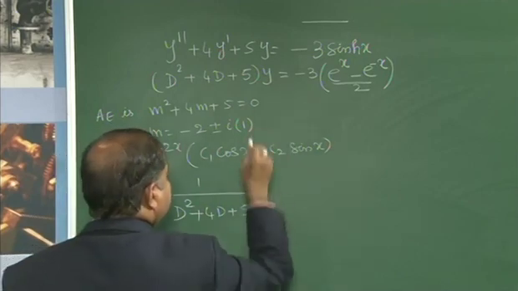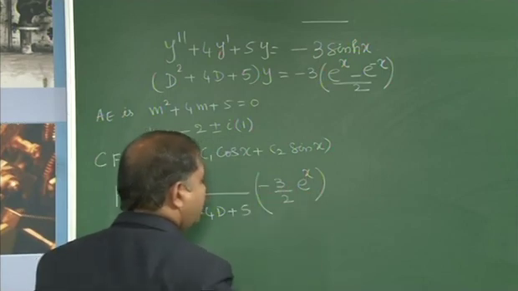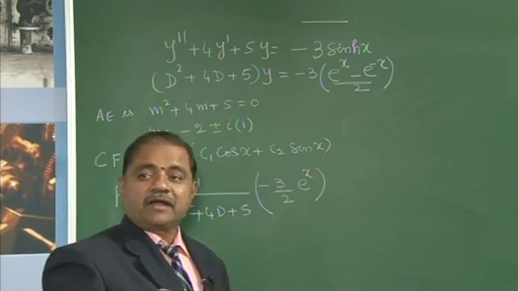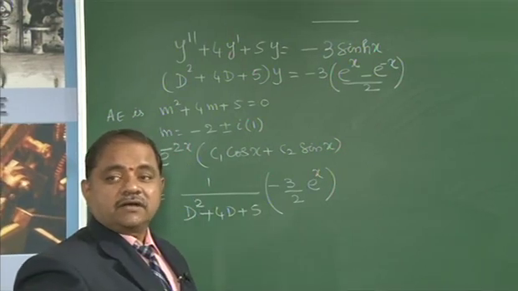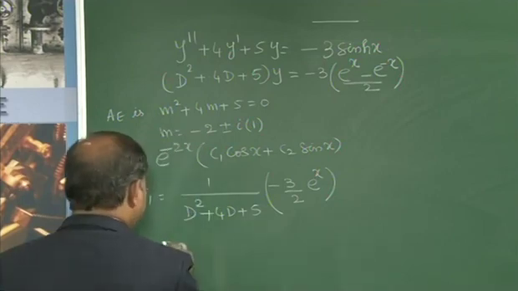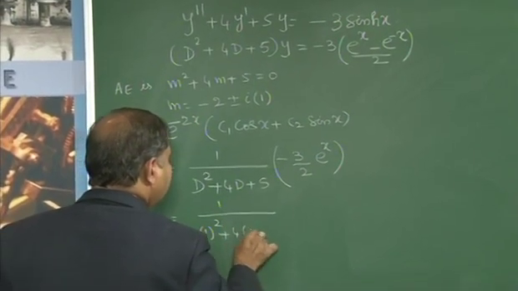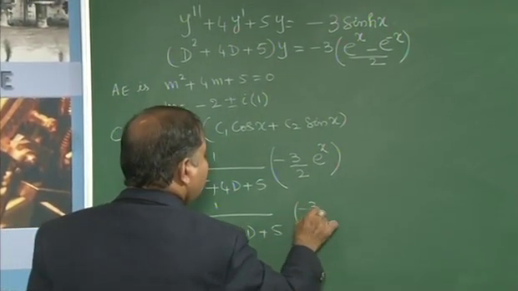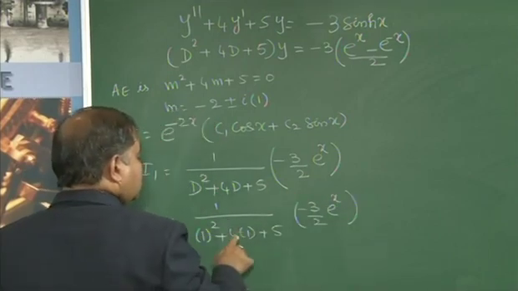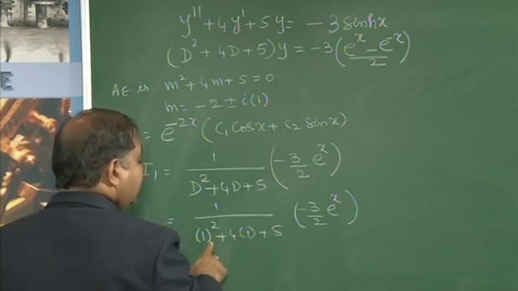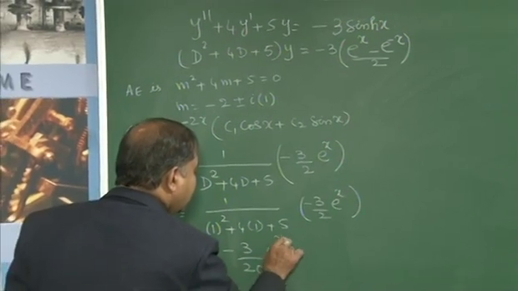Take the first, minus 3 by 2 e power x. Wherever you get a minus, write it in brackets, minus 3 by 2 e power x. Replace d by 1. 1 by 1 square plus 4 into 1 plus 5. Why I replaced it by 1? E power x. So 5 plus 4 is 9, plus 1 is 10. Here 2 is there. So minus 3 by 20 e power x.